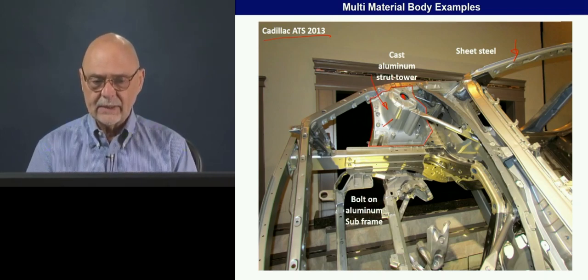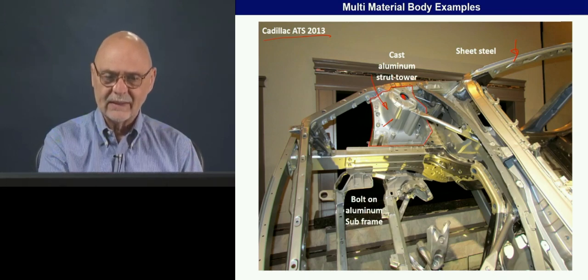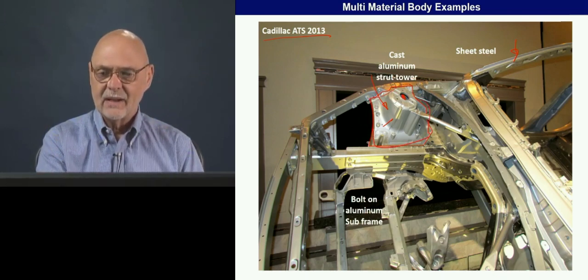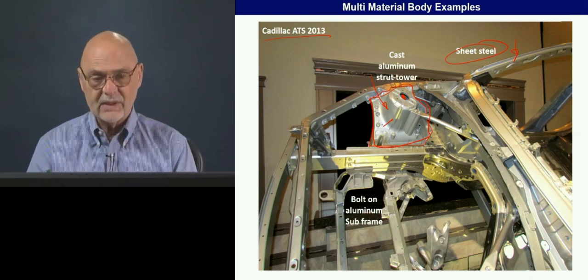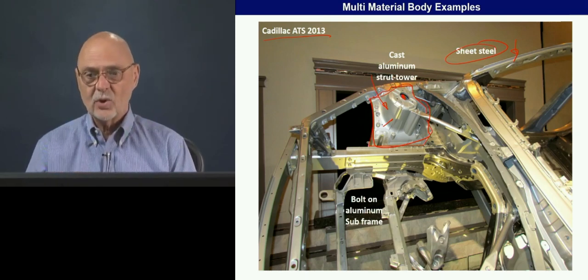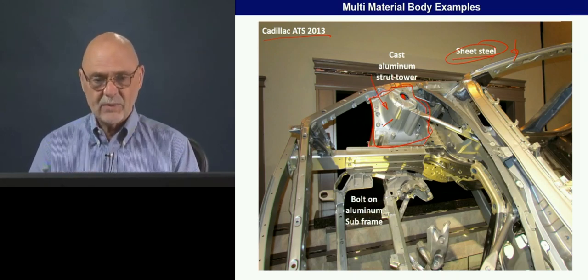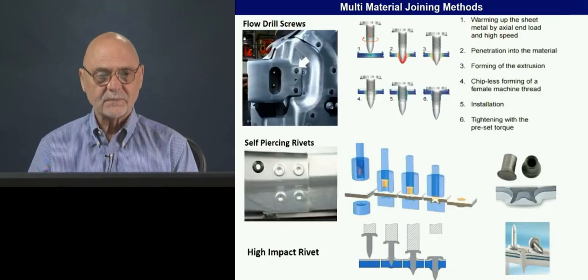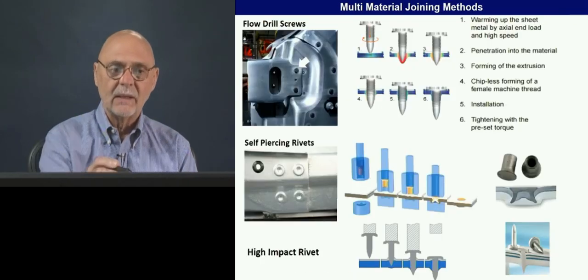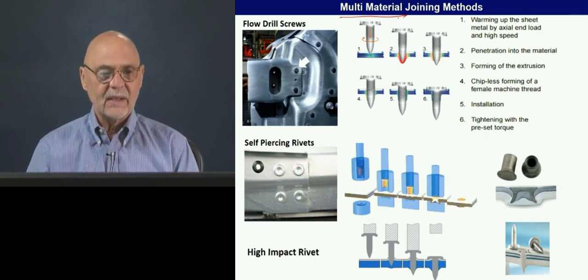So when you think about how we put together an aluminum part onto a steel body structure, we need to have slightly different fastening processes. And normally the sheet steel would be generally spot welded, maybe some laser welding. But here are some examples of multi-material joining methods.